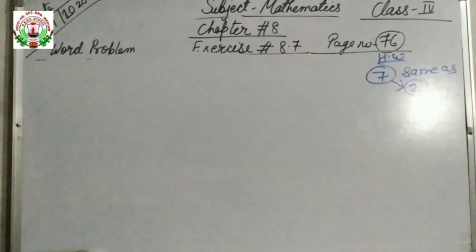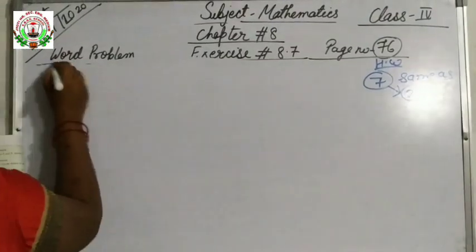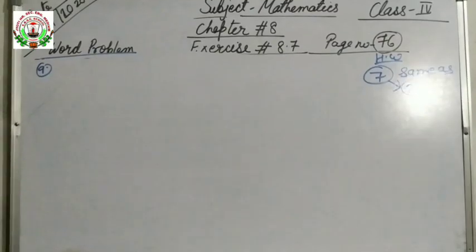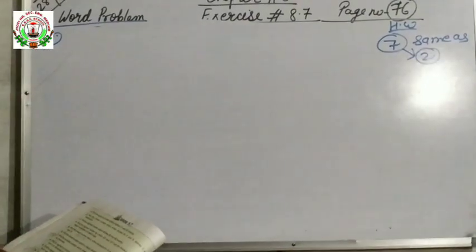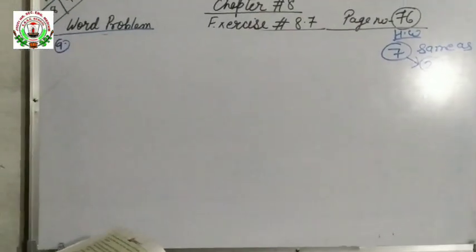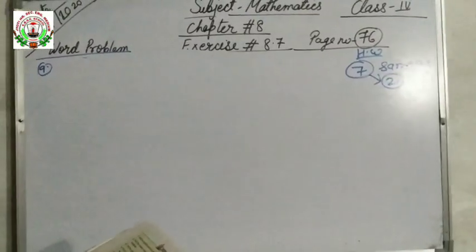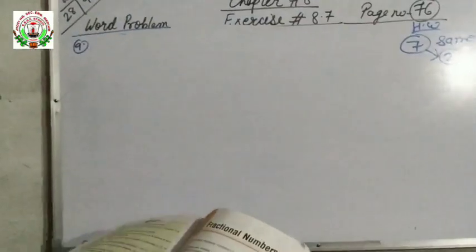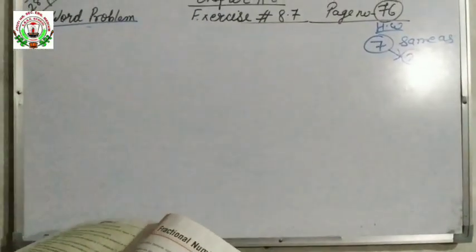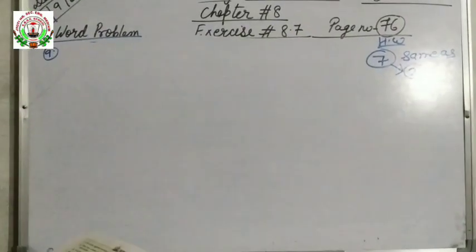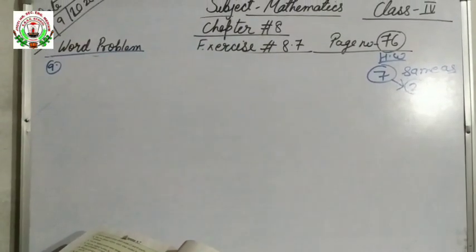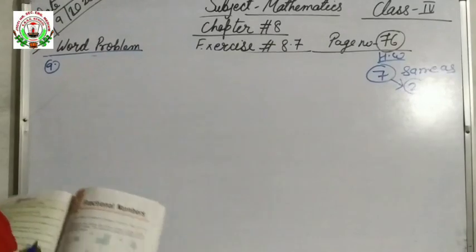Next question is question number 9. In question number 9, find the highest number that can divide 184 and 327 after adding 4 and 2 to them respectively. Children, here a hint is given. First we will add this number, 184 and 327, with 4 and 2.